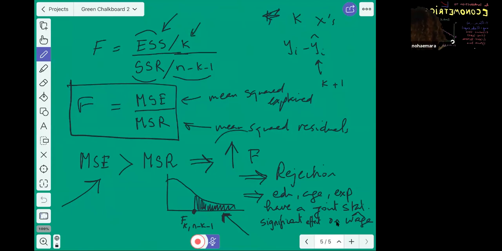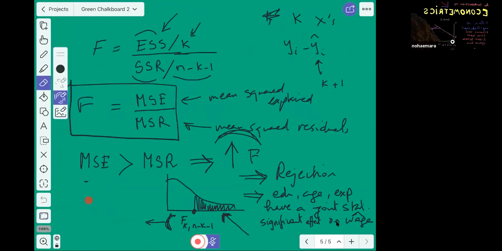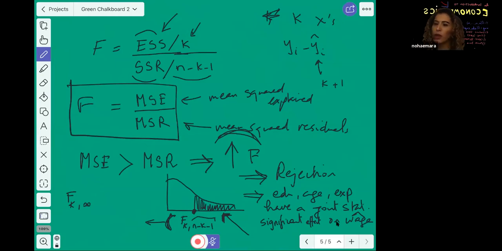Here I'm just saying I assume that it passes the critical value. And for this critical value, I want you to remember that most of the time we are working with a large sample size. So you can think of this critical value as F k infinity, because I can treat n minus k minus 1 as a large sample as long as I exceed 30 observations, and most of the time we're working with more than 30 observations, so we're fine.